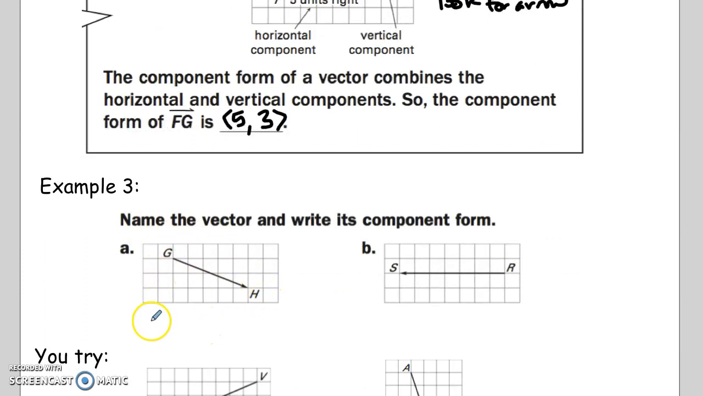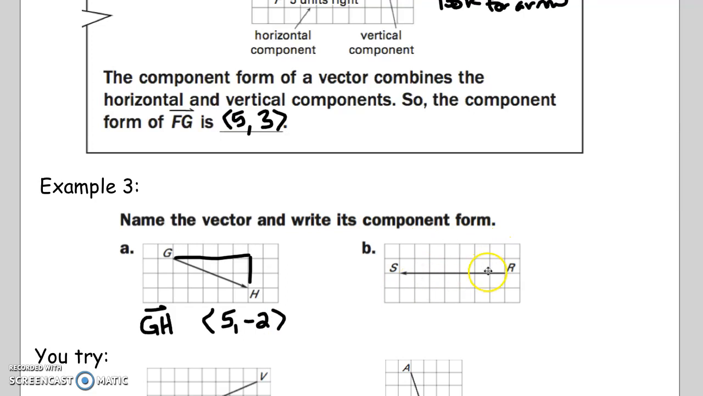In this case for A, it's going to be called GH. And then the component form for this, we're going to go ahead and just count where did it go. So from G to H, it went 1, 2, 3, 4, 5. So that's our horizontal component. And then it went down 2. So we're going to say down is going to be our -2.